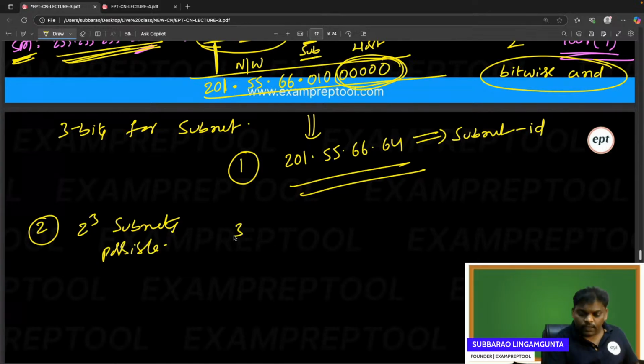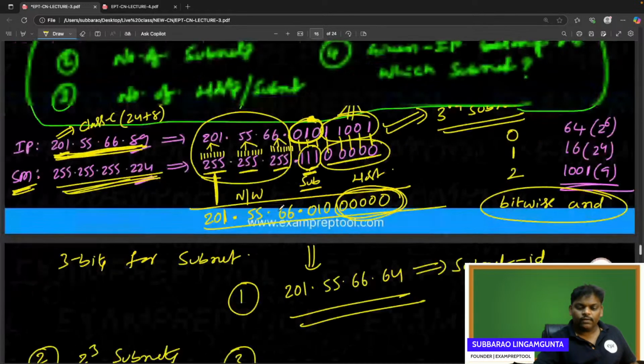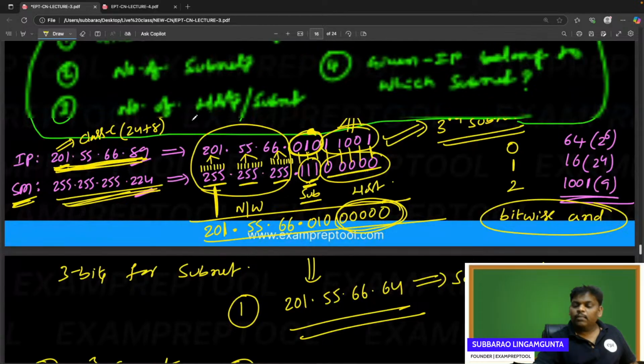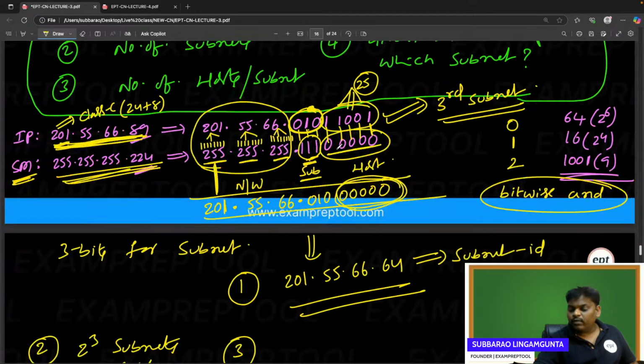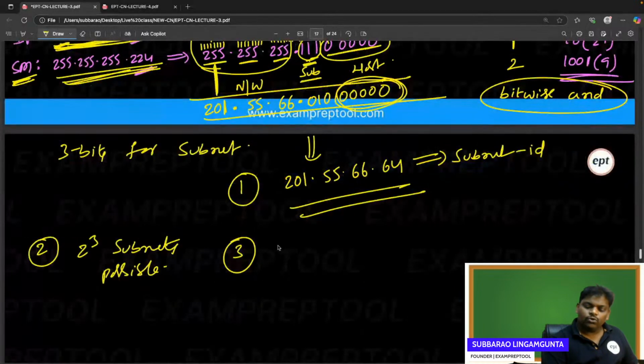Question number 3. Number of hosts per subnet, how many? Host purpose 5 bits. So 2 power 5 minus 2. 32 minus 2. 30 hosts per subnet.